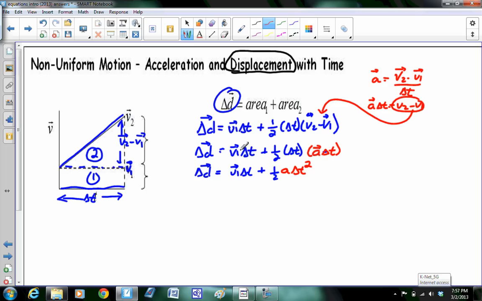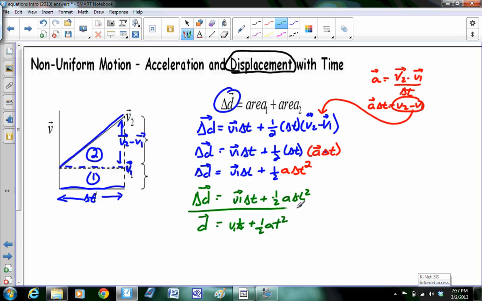So our equation is going to be the following. My displacement is equal to V1t plus 1/2 AT squared. Sometimes I'll write it like this just to simplify it. Oops, sorry, V1t plus 1/2 AT squared.